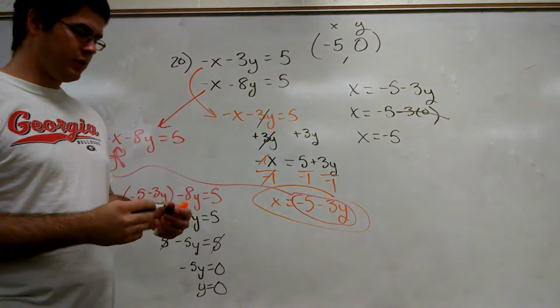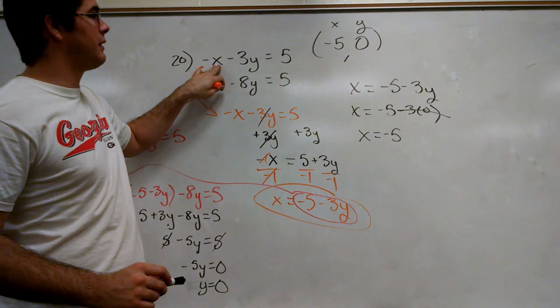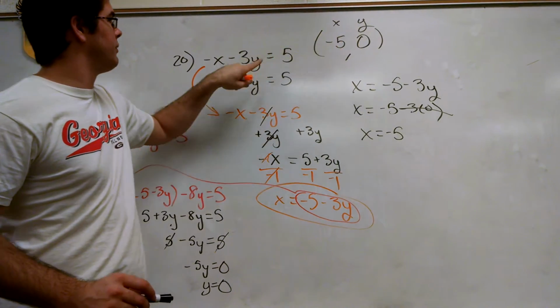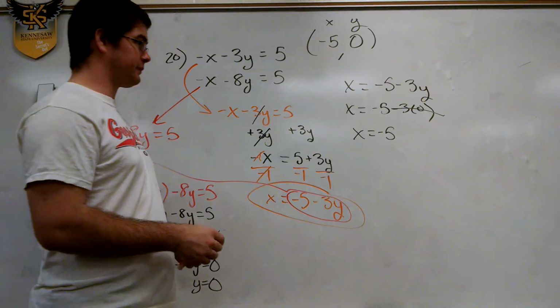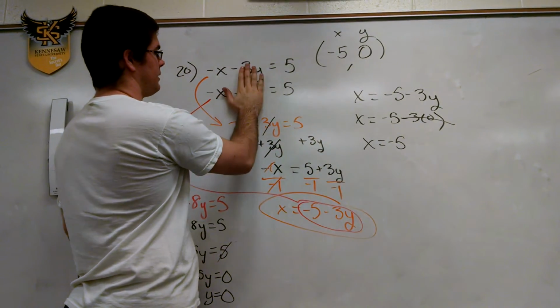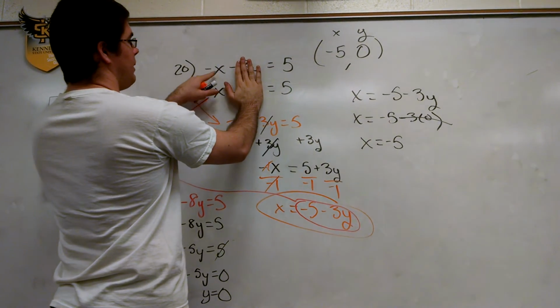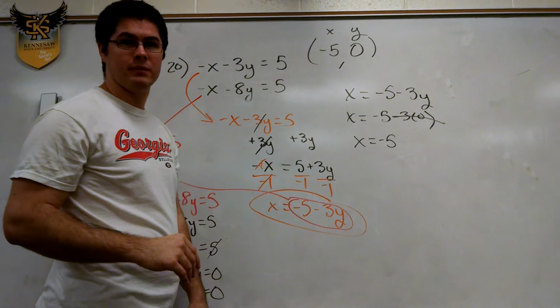Okay? And again, you can always check your answer by plugging negative 5 in for x here, and 0 in for y, and you should get the same thing. Which makes a lot of sense, because if I plug in 0 for y, this goes away, and this goes away. So really all I'm left with is the opposite of x equals 5. Well, the opposite of negative 5 is 5 in both of them. So we know we did it right.